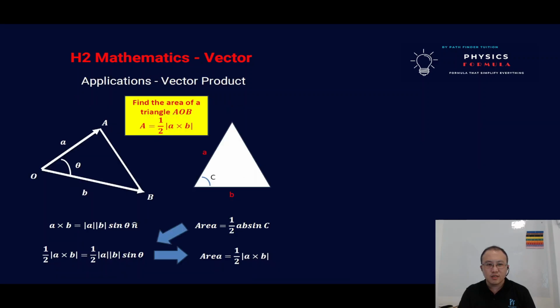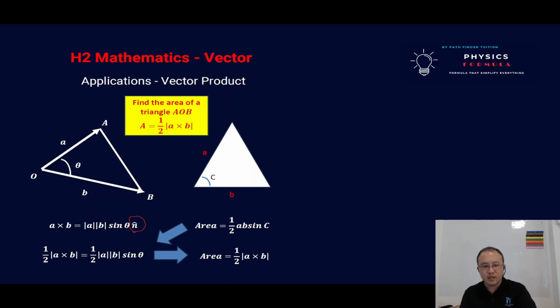Okay. Now, coming to the last part, vector product. As mentioned just now, we have A cross B equals mod A mod B sine theta n hat. And the n hat, as I mentioned just now, is really to give you the direction of this vector. In a lot of questions, the application is really to use the magnitude only. So I remove the n hat, and I will have mod A mod B sine theta. If you multiply a half to it, that gives us our first application, which is to find the area of a triangle.